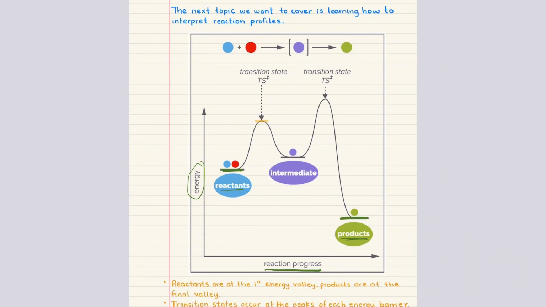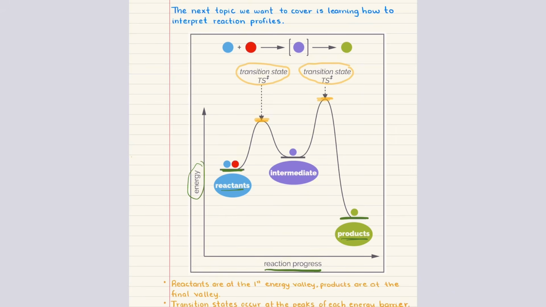The peaks you see here are the transition states. A transition state is the highest energy point along each step of the reaction. So it represents an extremely short-lived, unstable arrangement of atoms that sits right at the top of the energy barrier. Because these transition states are so high in energy, they are the hardest configurations for the system to reach. And that is why the height of each peak corresponds to the activation energy of that step.